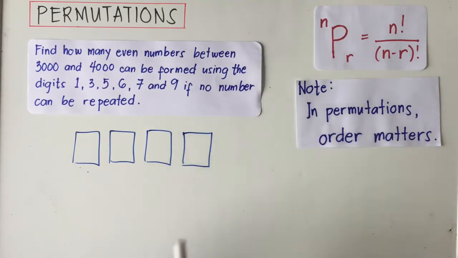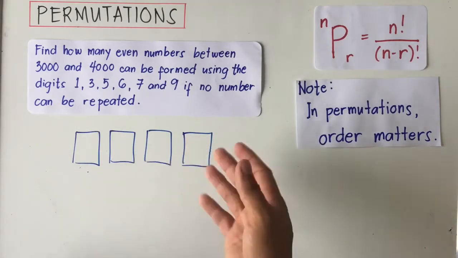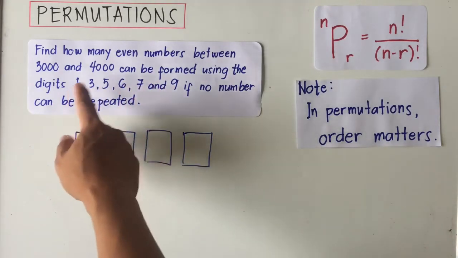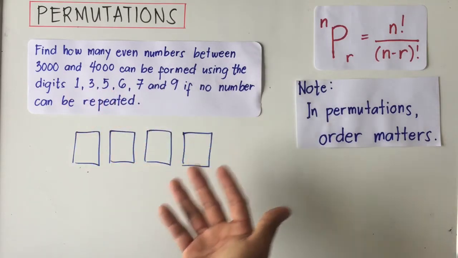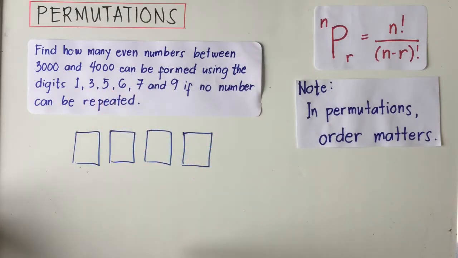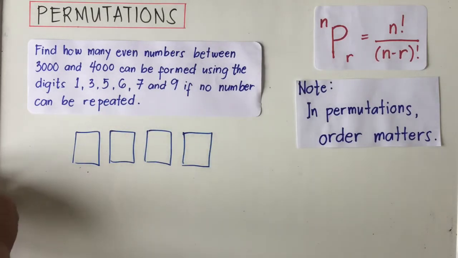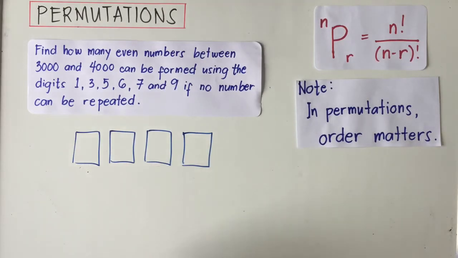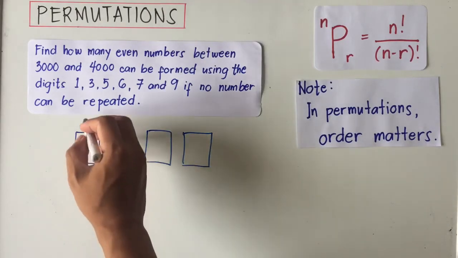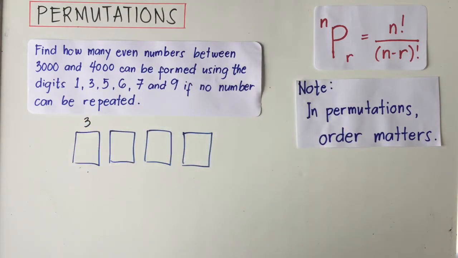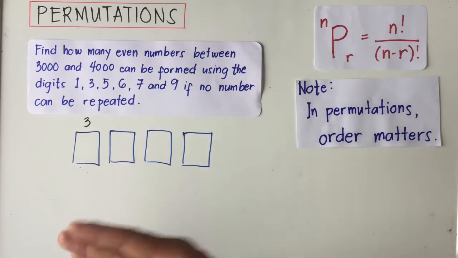Why 4 digits? Because even if I put 3,001, I have 3001. But remember, I will only be using these numbers: 1, 3, 5, 6, 7, and 9. So basically, I need to start with 3. So this is already 3, and I only have one choice over there.